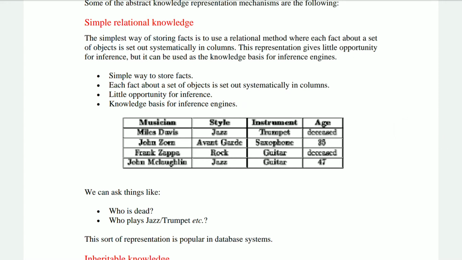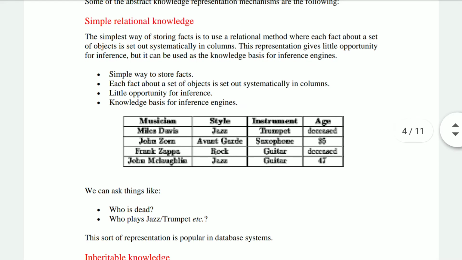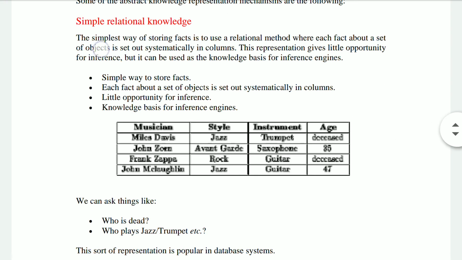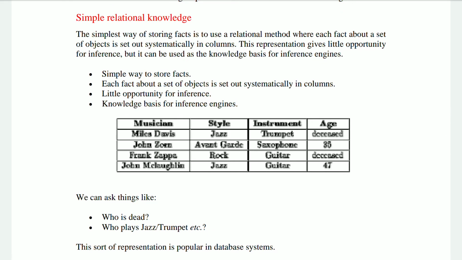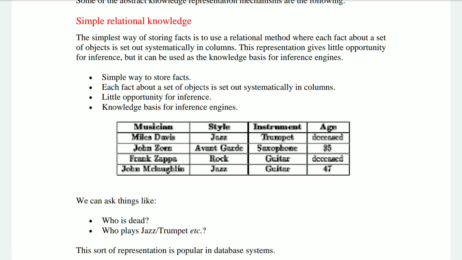We all know that in any relational table, we generally store facts. It's a way of storing facts by using a relational method where each fact about a set of objects is set out systematically in the form of columns. This representation gives little opportunity for inference. Now, here is a beautiful statement: this representation gives little opportunity for inference. What do I mean by this?